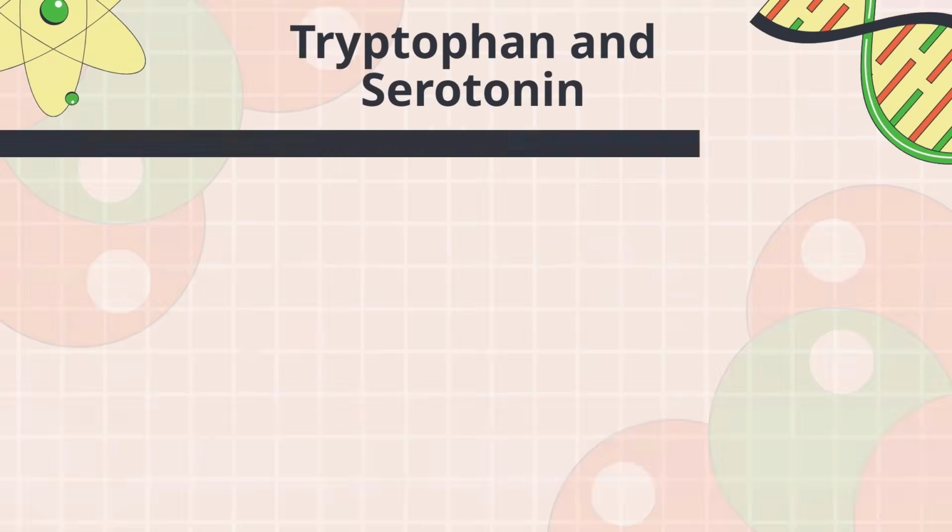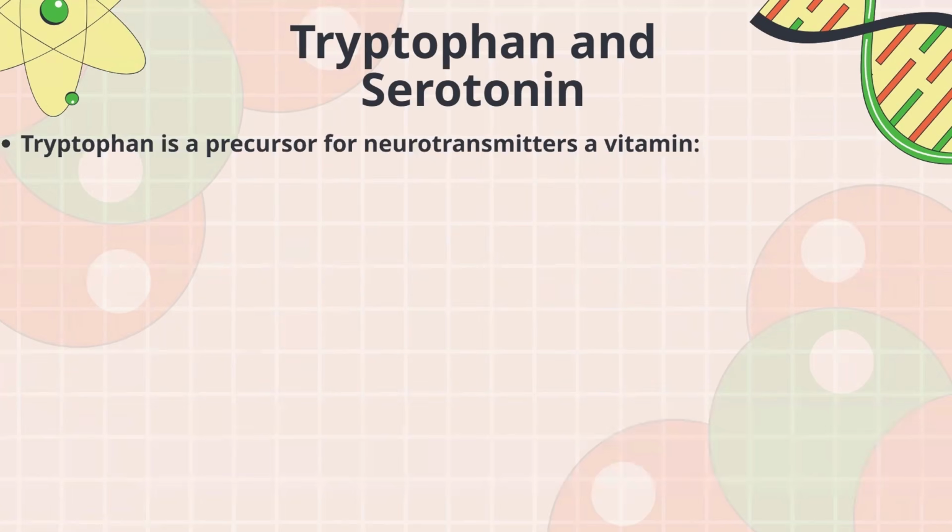Let's begin. So tryptophan is a precursor for neurotransmitters and a vitamin. And these are three main things. First of all, serotonin. Tryptophan is actually in serotonin. Apart from that, the vitamin you have is niacin. Okay. And the third thing is melatonin. So, the best way to memorize them is serotonin, niacin, melatonin.